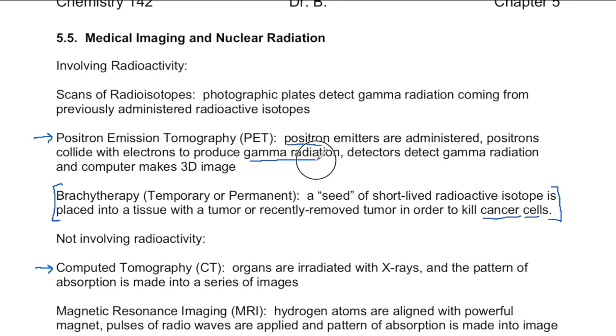Gamma radiation is energetic enough to be detected by what used to be photographic plates. Now we have these electronic detectors that can detect gamma radiation, and the detectors are placed in a 3D array so that the computer can use the signals to compute the 3D image of what was emitting the positrons. X-rays are another type of high energy radiation that can be detected by computers and made into a series of images.